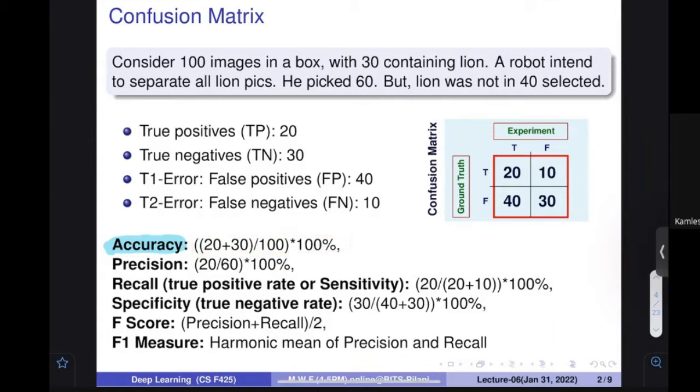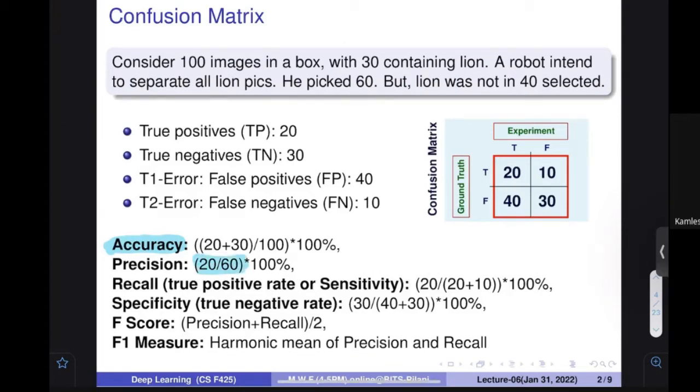Another notion is called precision. Precision means, for the things which my system is telling, how good the system is. My system has given me this as an answer, and out of them only 20 were actually correct. So the precision of my system is 20 by 60. This is the definition of precision.